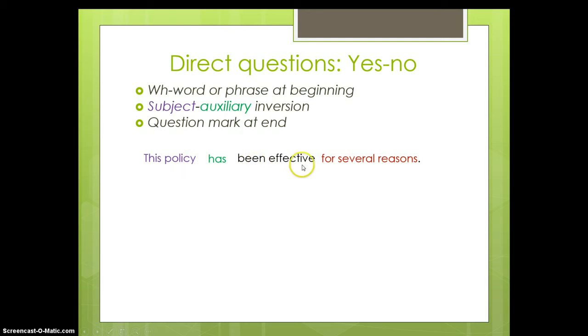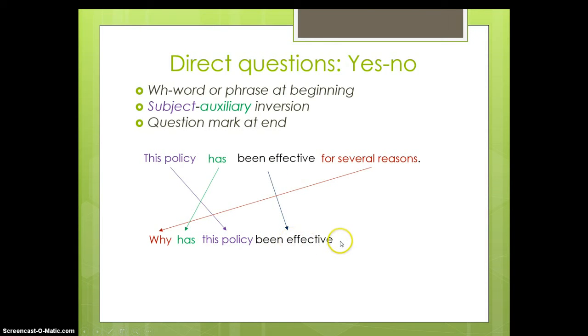This policy has been effective. I've added something here, for several reasons, so that I can make that match up to a why WH word at the beginning of the sentence. So why, then our auxiliary has, and then our subject, this policy, and then the rest of the sentence. And of course, a question mark. All right, another one.